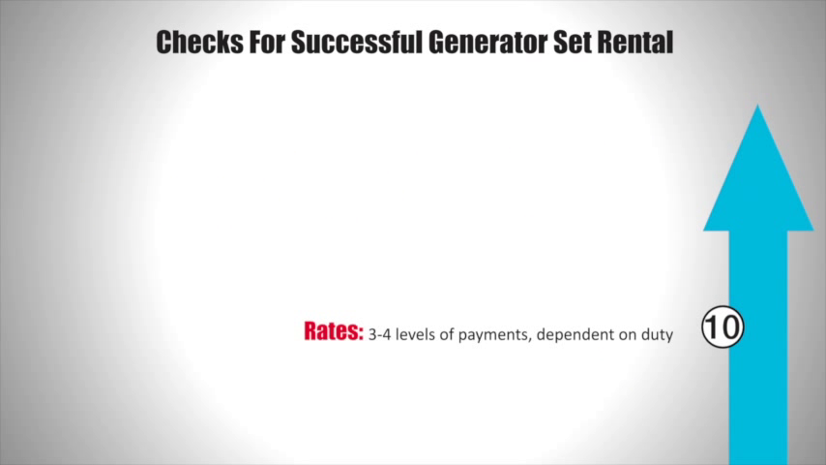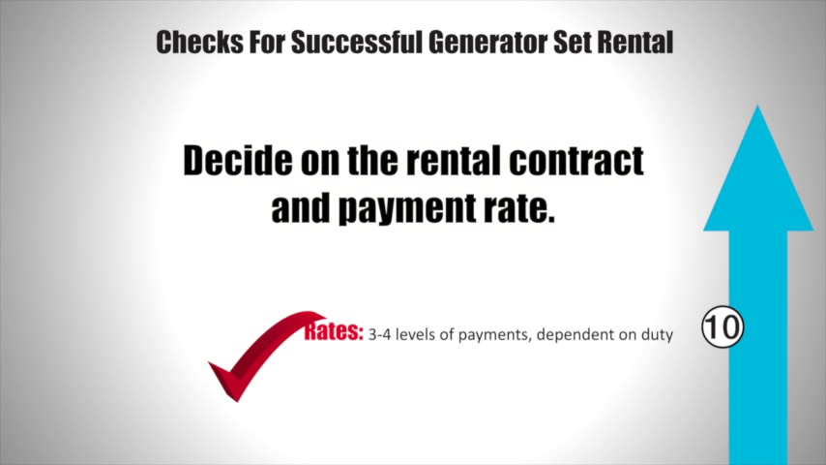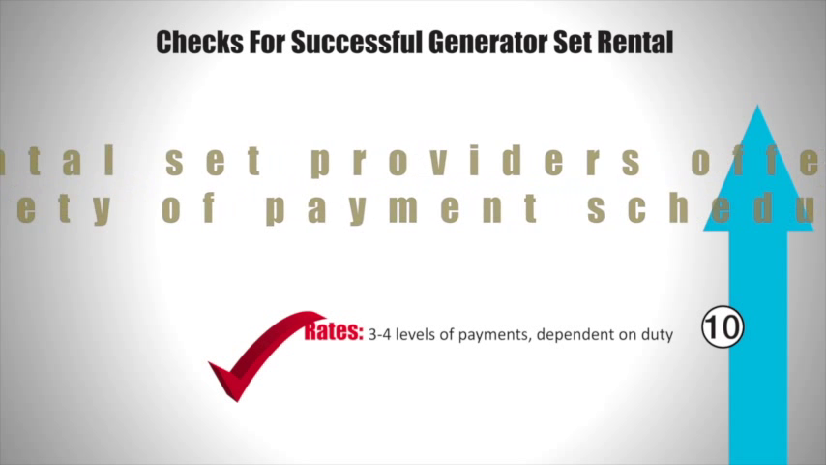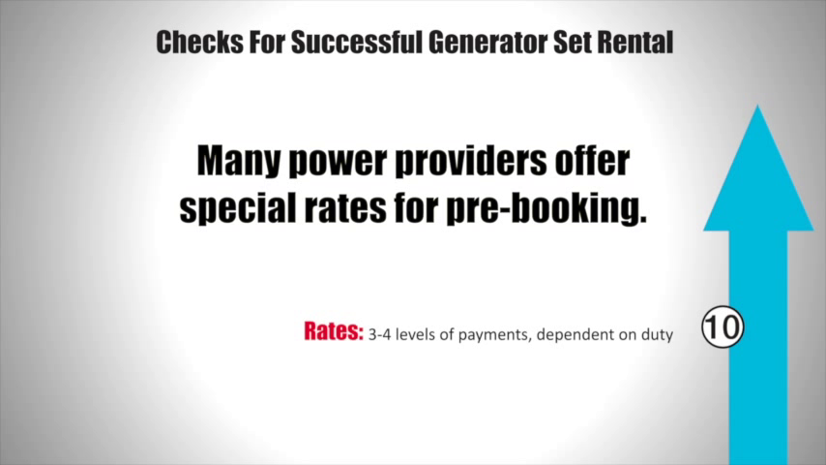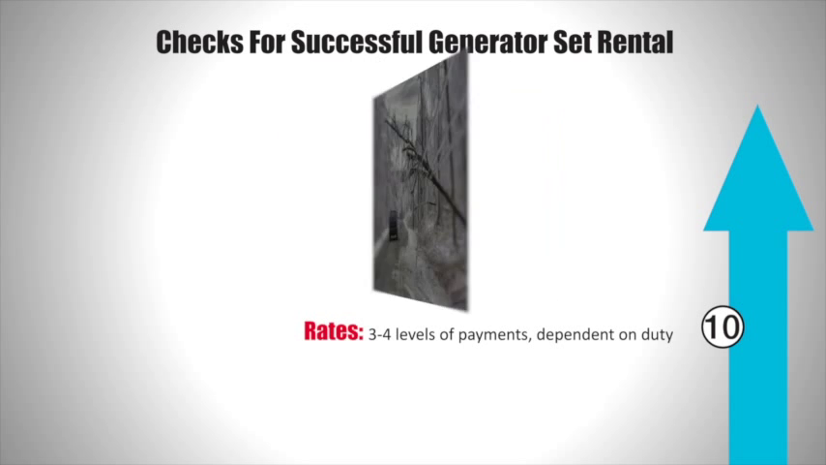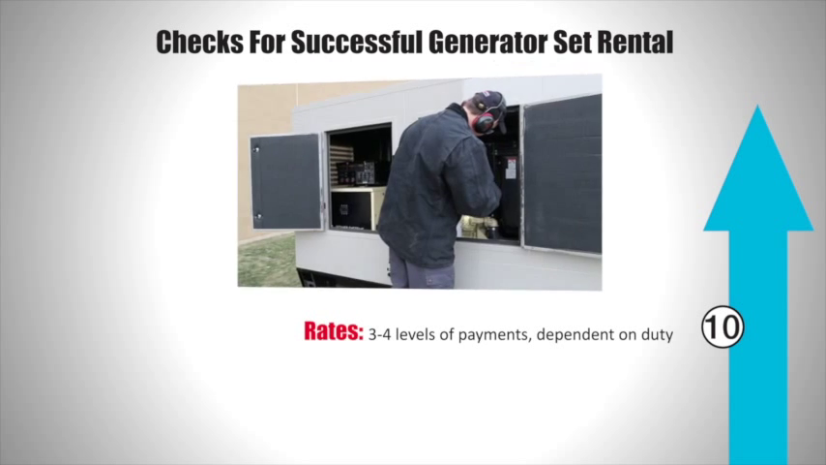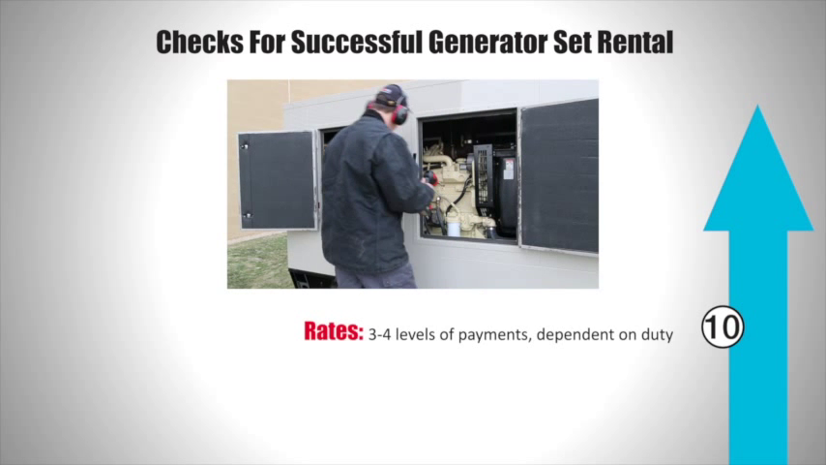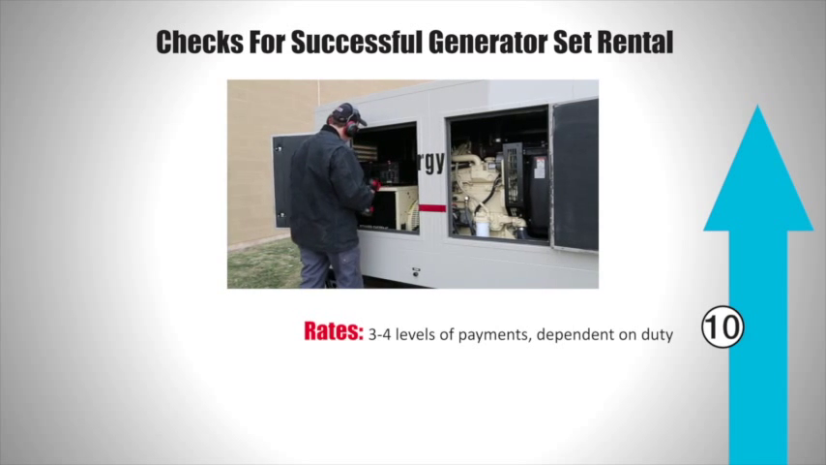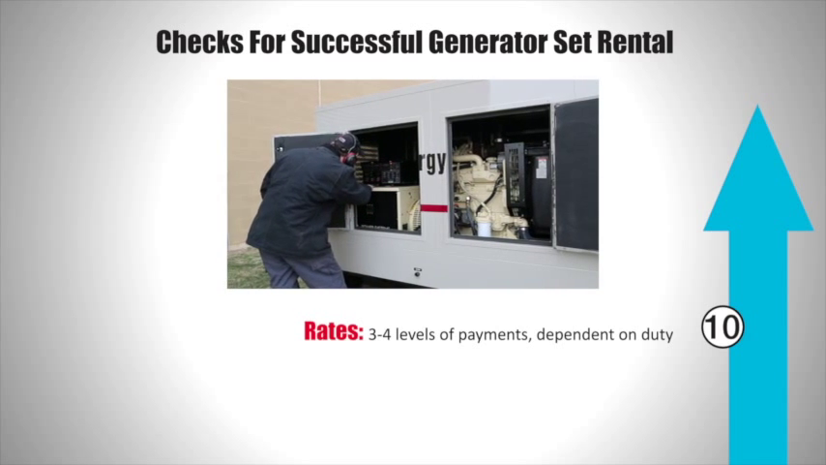Having selected the right rental generator through checks 1 to 9, the final check is to agree on the rental contract and payment rate. Rental set providers offer short, medium, and long-term payment schedules. Many power providers have preferential rates for customers that wish to pre-book rental power in the event of outages due to hurricanes, tornadoes, ice storms, and the like. For long-term rentals, you should also consider the cost of maintaining the equipment and items such as changing the oil after 250 hours of operation.